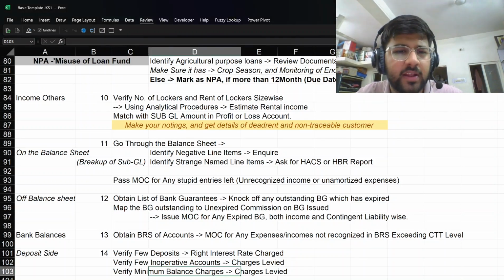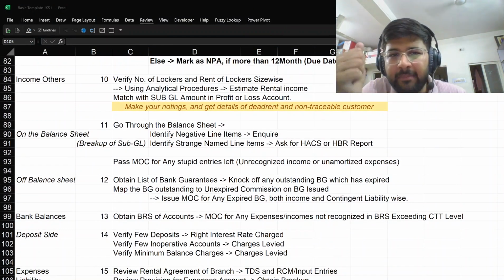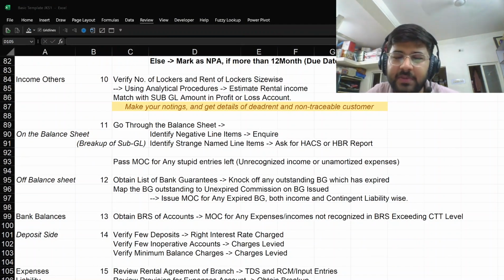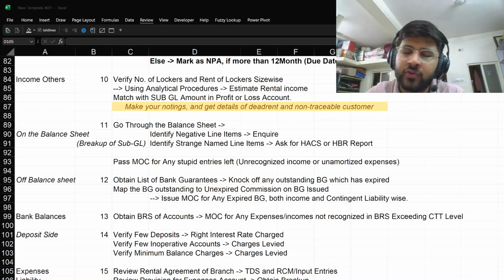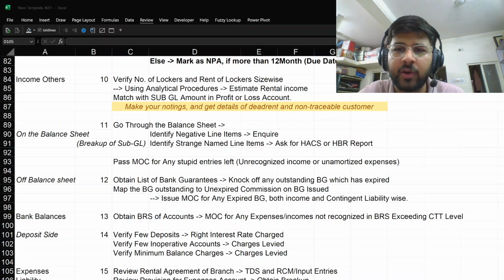That's fine. The next thing is to go through the balance sheet and identify any negative line item. You should inquire about it. You should obtain a breakup of any strange line item using the HACS or HBR report, very easy. And you should pass MOC for any stray entries which are left, something like unrecognized incomes or unamortized expenses.